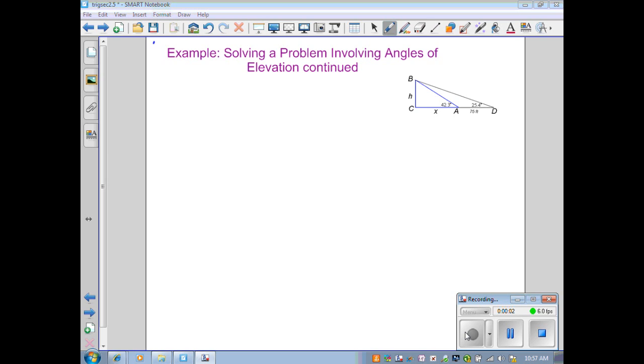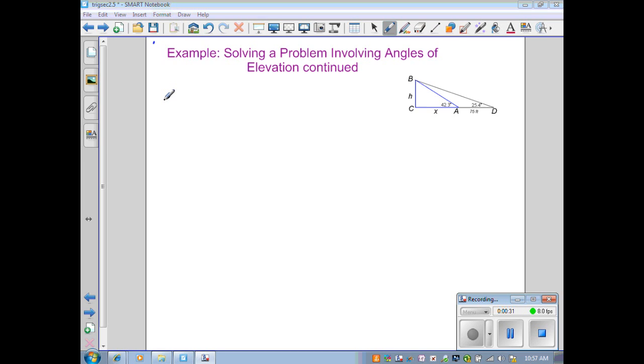Let's look at one more example of applications of right triangles. In this diagram, we are given a large triangle BCD, and inside that triangle is another right triangle BCA. And we want to solve for missing sides CA and BC. The best thing to do here is to break this big diagram into two triangles and institute the trig functions and see how we can solve for these missing sides.